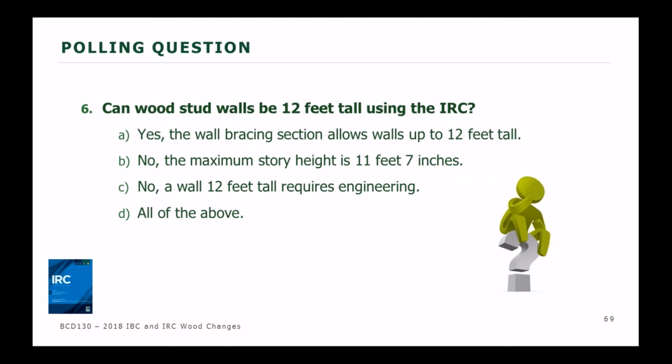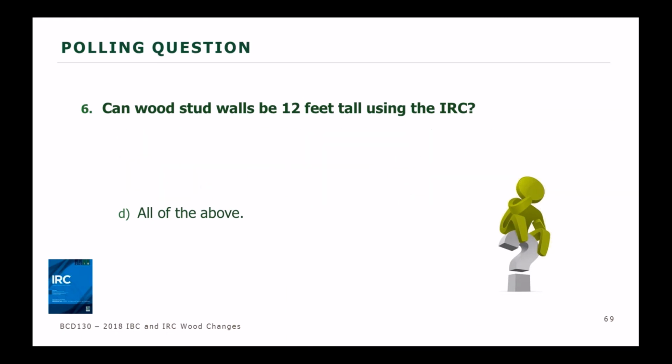Okay, so this question is in here because this section of the code has become somewhat of a mess in the last 2 code cycles. Through 2009, it was fairly clear because the statements weren't inconsistent. But in 2009, we actually changed to where you could have up to 12-foot tall studs in the wall bracing section. And at that point, we didn't have anything saying that you couldn't increase the story height. It was a gray area, not stated.